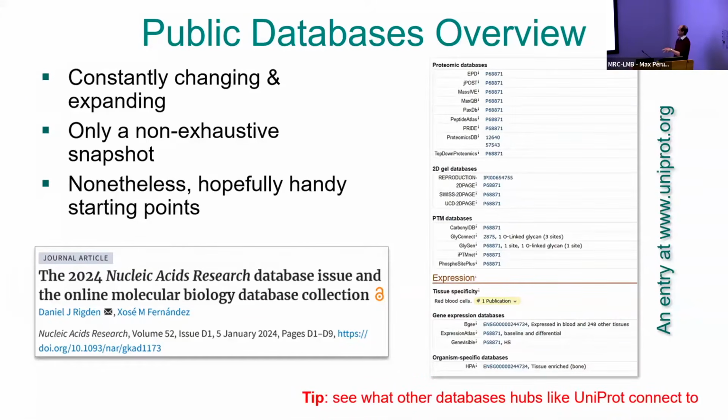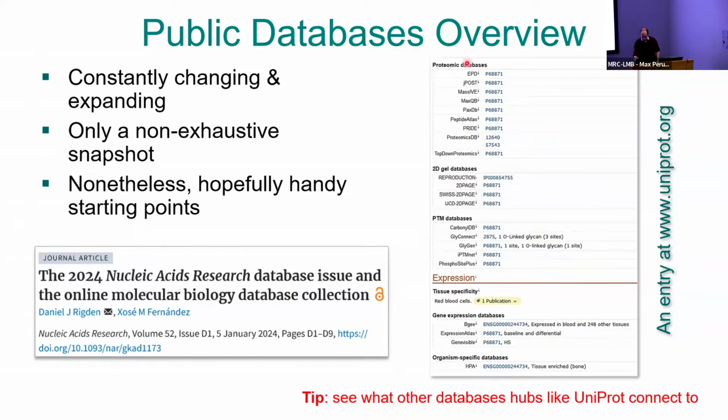And the content of these sites is not only increasing in terms of the volume of the data being deposited, but also in the different types of data that's being deposited as well. So it's becoming an ever more difficult task to keep track of this. So just as an example here, this is a single UniProt.